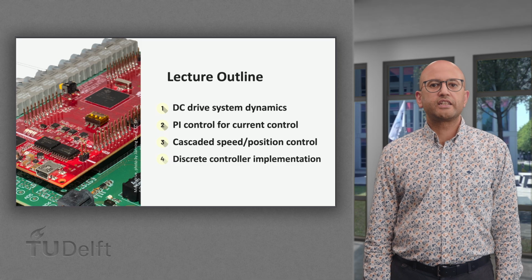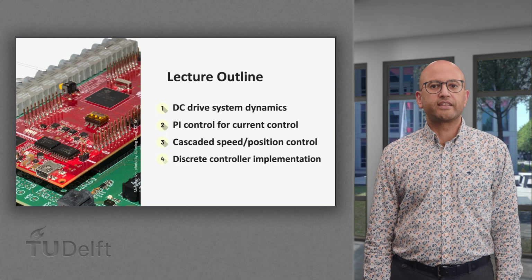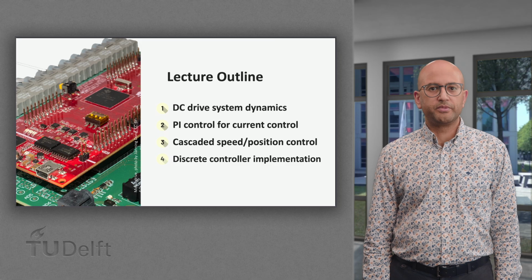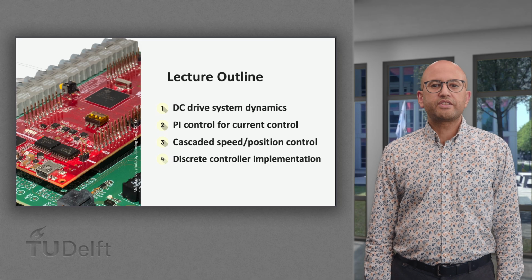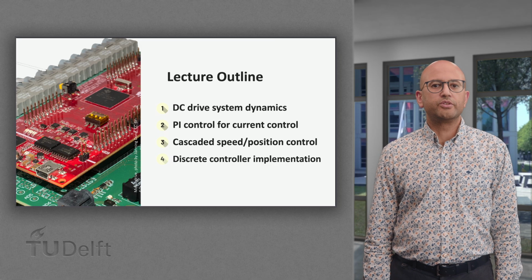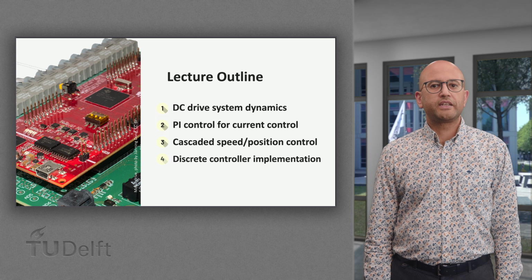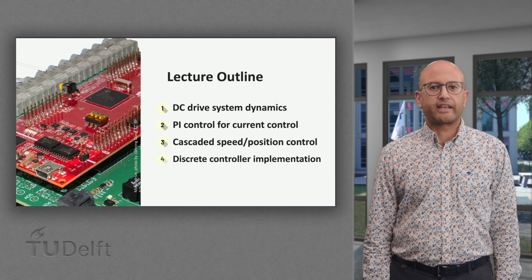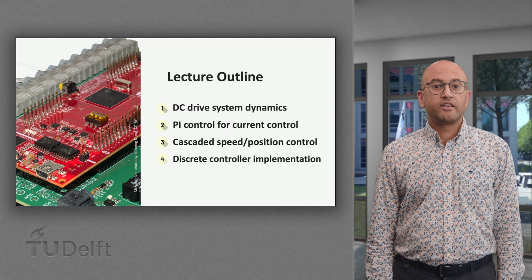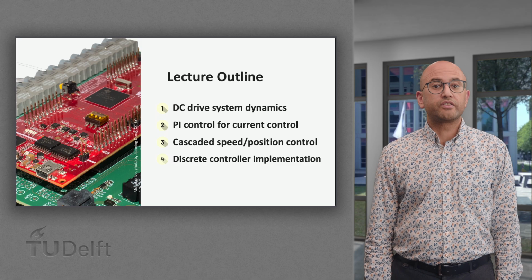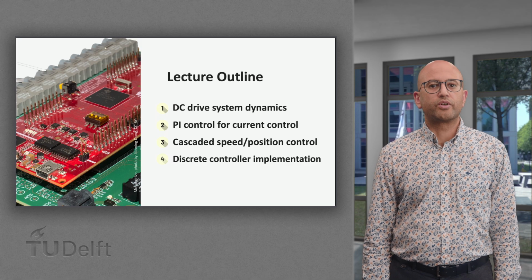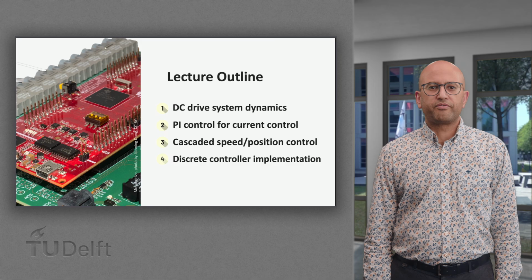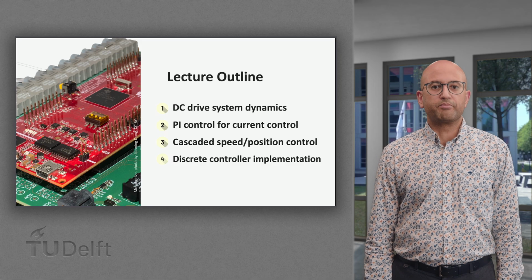Second, we will study how the DC motor current is regulated with a PI current loop. Third, we will investigate how to add an extra loop to realize speed control or position tracking. After that, we will dive into the discretization of controllers, which is essential for microcontroller or FPGA-based control loop implementation.